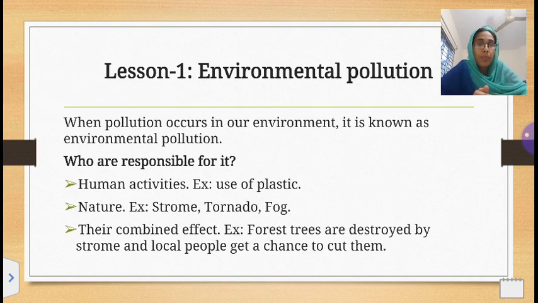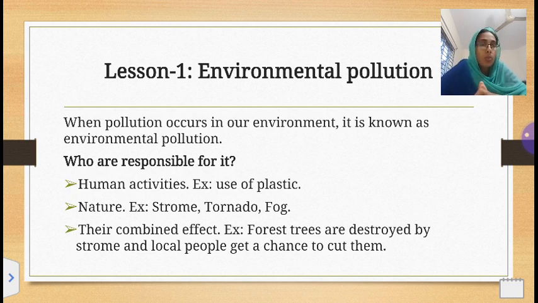And then lesson 1, environmental pollution. What is the definition of environmental pollution? It's simple. When pollution occurs in our environment, it is known as environmental pollution. If I ask you what is soil pollution, it's simple. When pollution occurs in soil, it is known as soil pollution. When pollution occurs in water, it is known as water pollution. When pollution occurs in our air, it is known as air pollution.